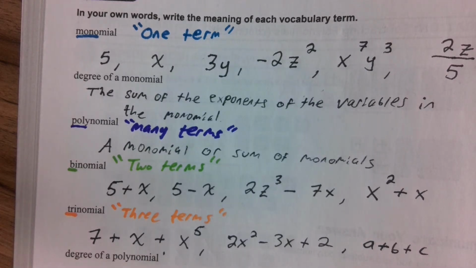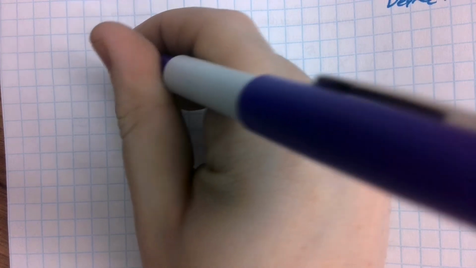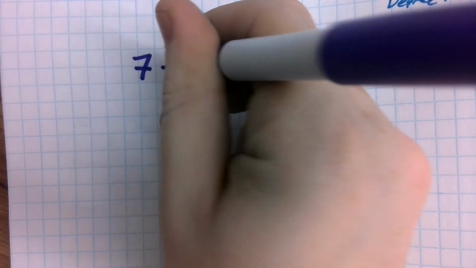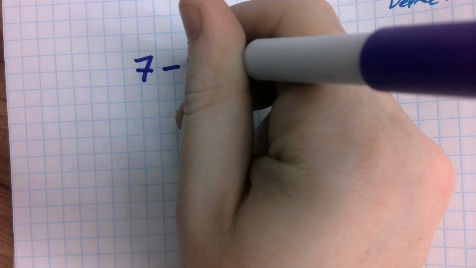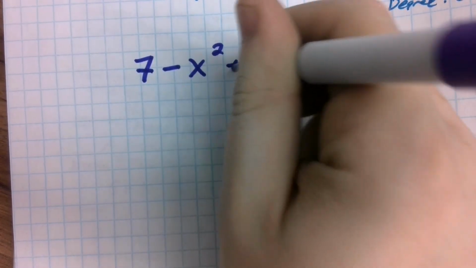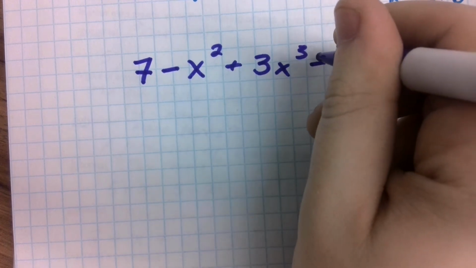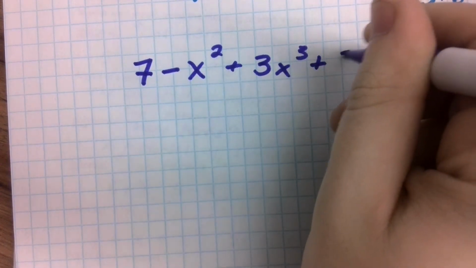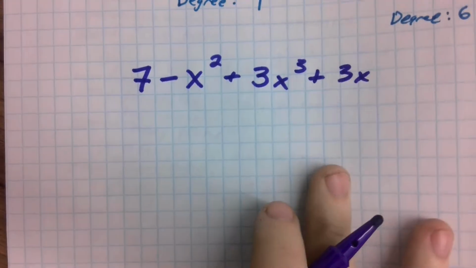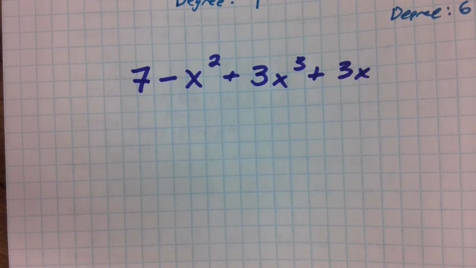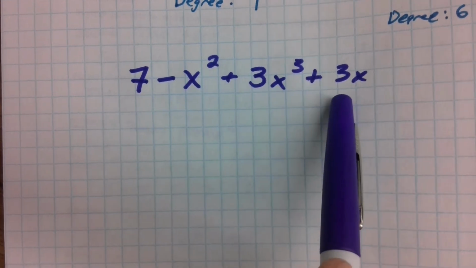When we start looking at polynomials, they can go very long, but I'm going to give you an example here that's just 4 terms long. You could call it a quadrinomial, but we're not going to. We're just going to call it a polynomial. Let's do this. This would be an example of a polynomial. We have many terms here. There's 1, 2, 3, 4.